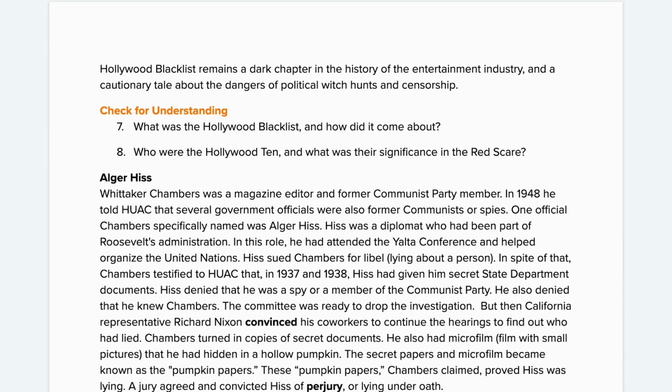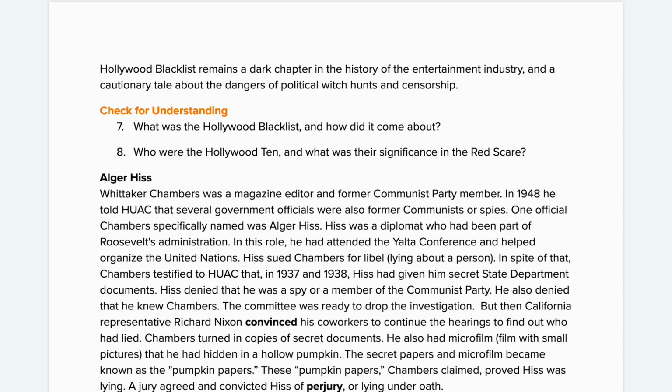Alger Hiss. Whittaker Chambers was a magazine editor and former Communist Party member. In 1948, he told the HUAC that several government officials were also former communists or spies. One official Chambers named specifically was Alger Hiss. Hiss was a diplomat who had been part of the Roosevelt administration. In this role, he had attended the Yalta Conference and helped organize the United Nations.